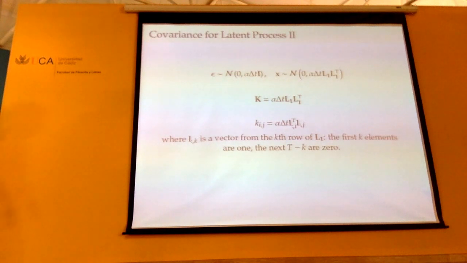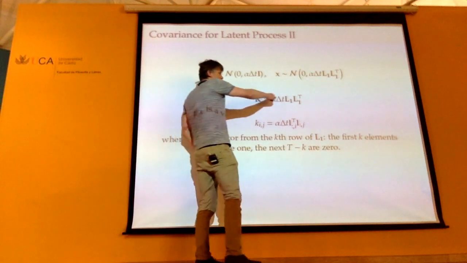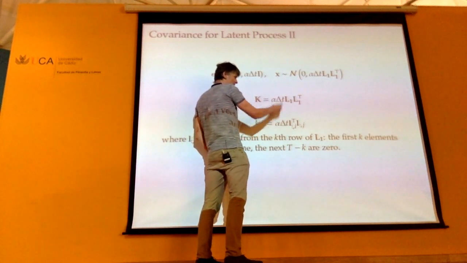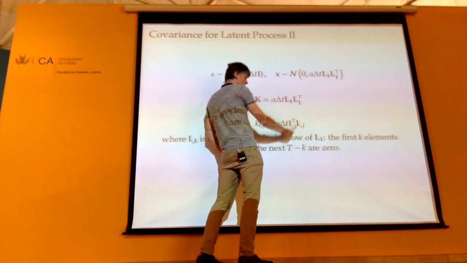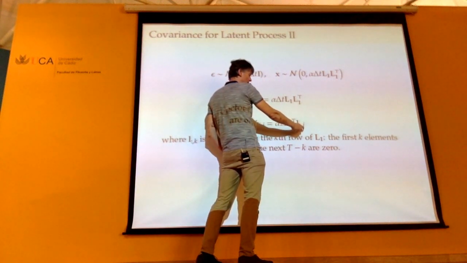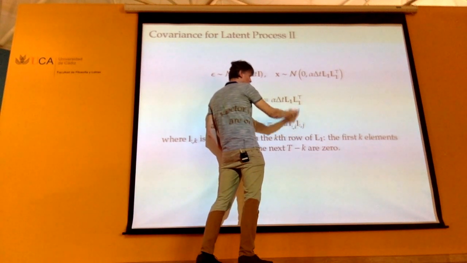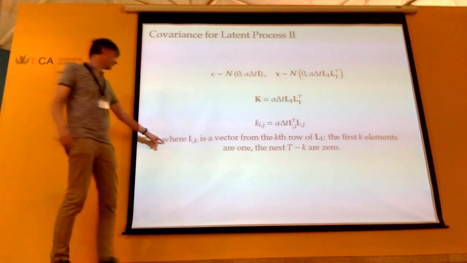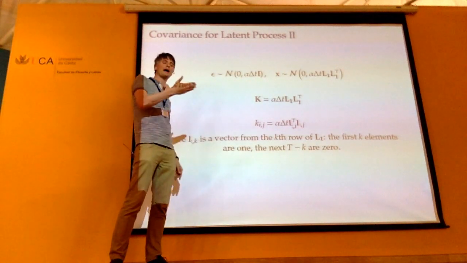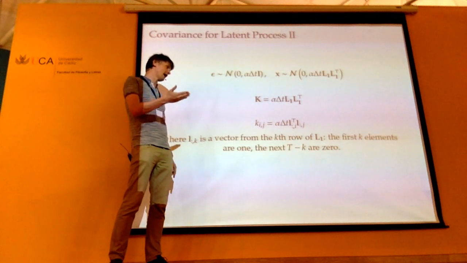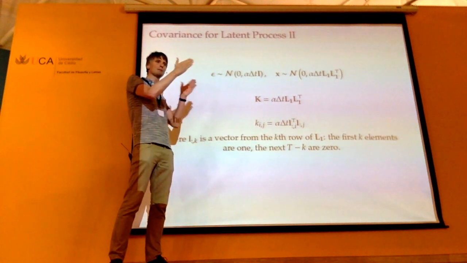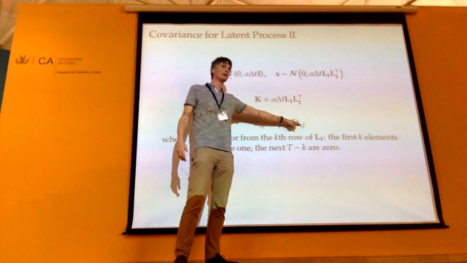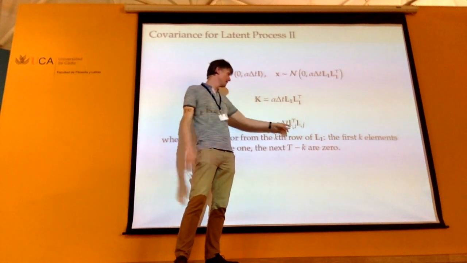So what I want you to recognize is that in this matrix here, the i, jth element of this matrix is just given by alpha delta t times the inner product between the ith row and the jth row of L. But this inner product is quite simple to work out, because L is a lower triangular matrix. So the kth row of L has the first k elements being 1 and the other elements being 0.